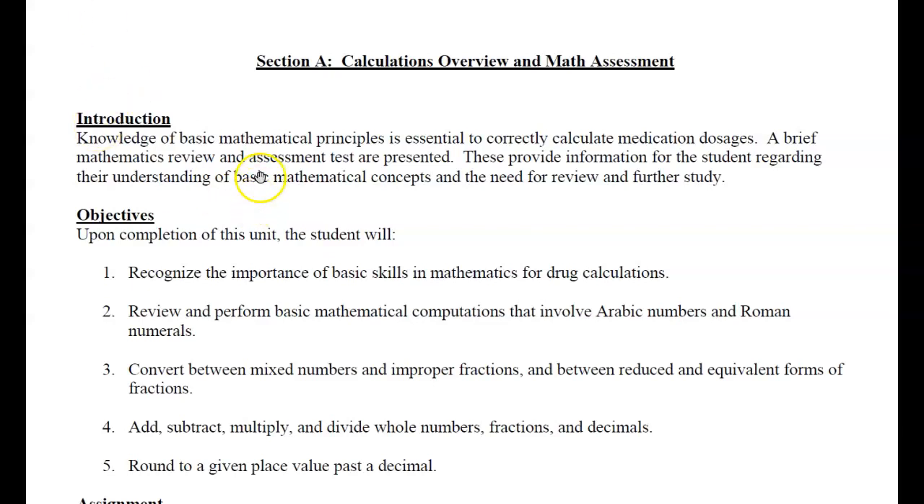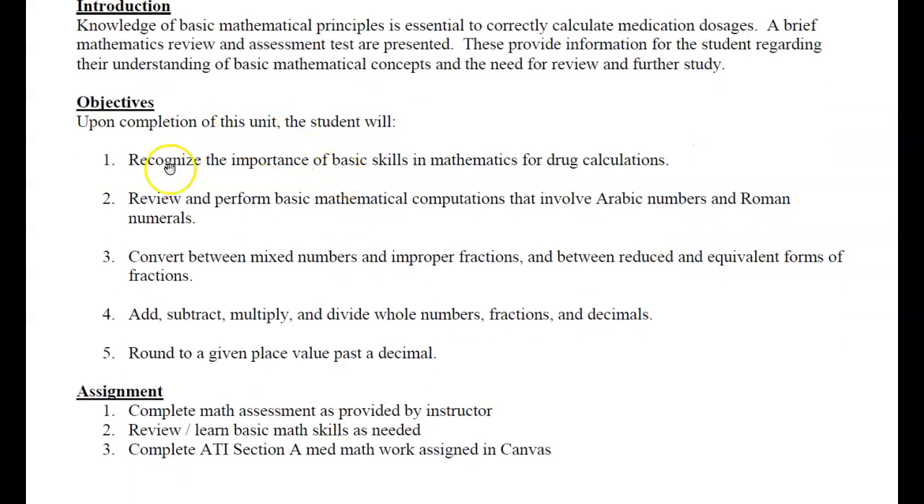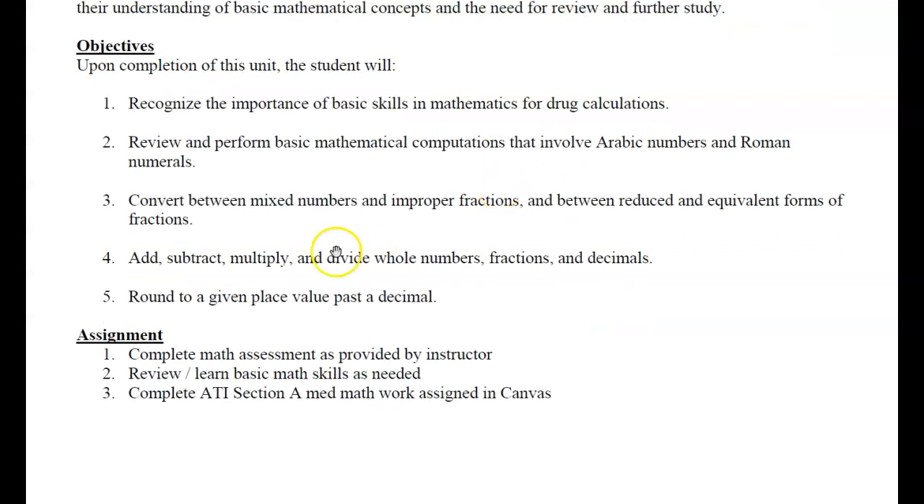These are your objectives for this section. Please read them thoroughly. And these are your assignments. Number 1, complete the Calculations Math Assessment pretest provided to you on Canvas. Number 2, review or learn basic math skills. So use your pretest results to guide you where you need to improve. And lastly, complete your ATI Section A Med Math assigned homework.